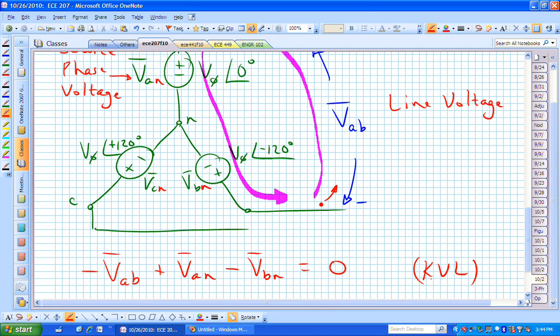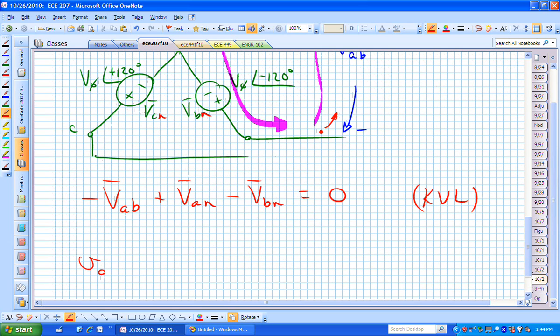As a review, if I said, what is little v sub AN of time? What's its time domain expression? What would you do on the exam? Not drop back and punt.